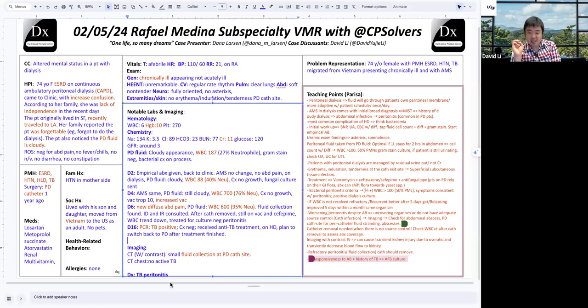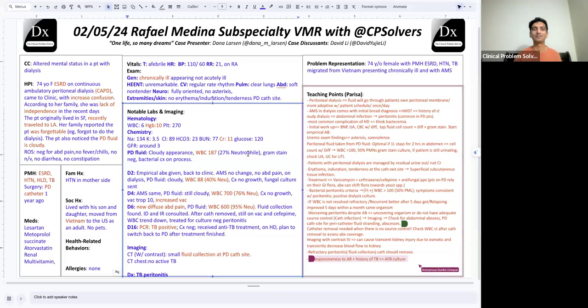And then the last thing is, if you're a primary care physician, for instance, and you have an ESRD patient on peritoneal dialysis, and you plan a prolonged antibiotic course, like say for pneumonia or something, don't forget to give antifungal prophylaxis for those patients.